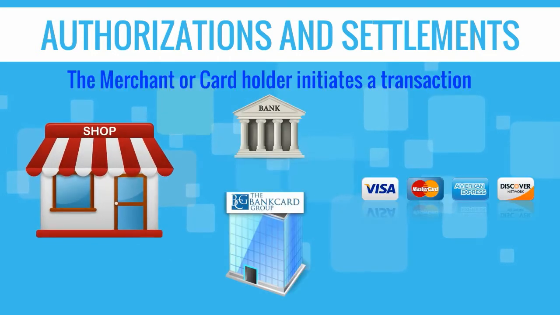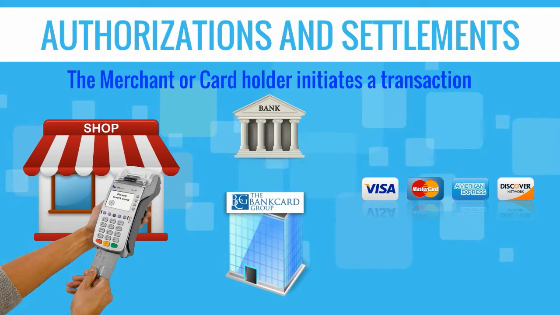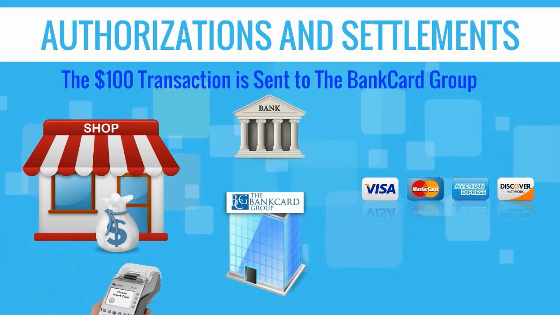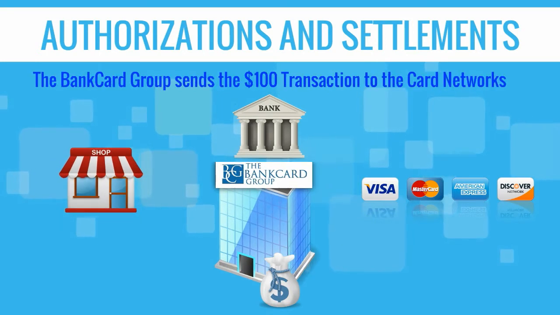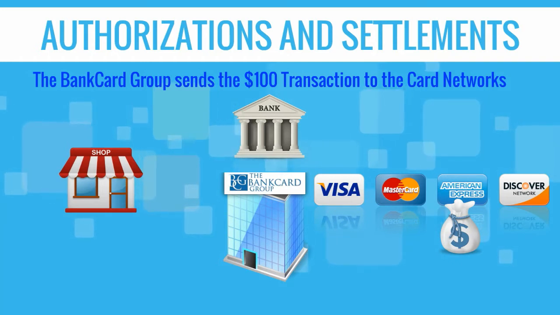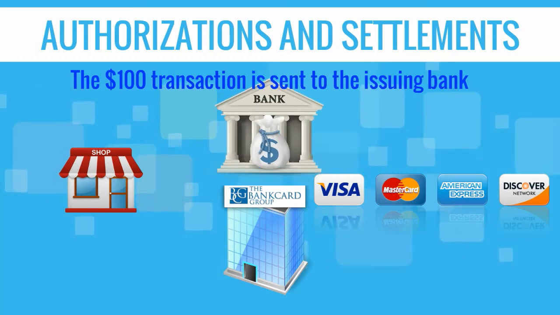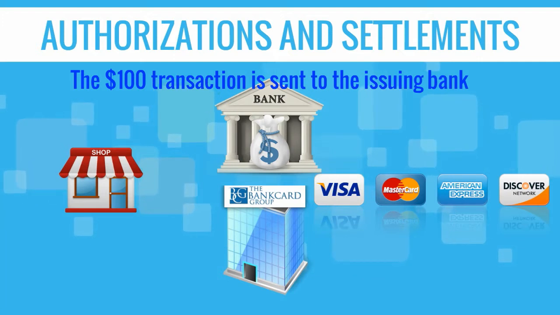The merchant or cardholder initiates the transaction, typically using a bank card terminal or other card reader device. From the merchant, the $100 transaction is sent to the bank card group. The bank card group sends the $100 transaction to the card network, Visa, MasterCard, Discover, or American Express. From there, the $100 transaction is sent to the issuing bank of the cardholder to see if there are sufficient funds to approve the transaction.